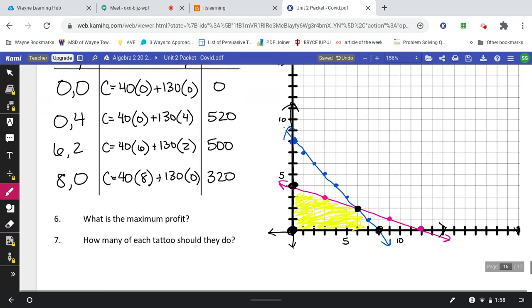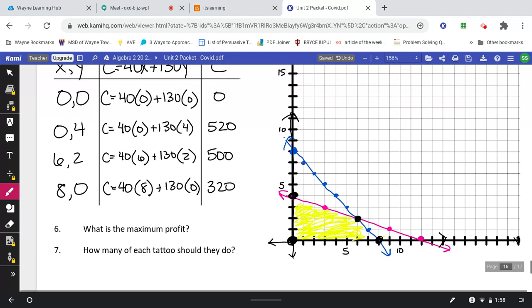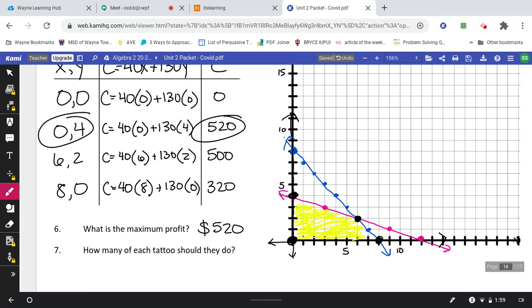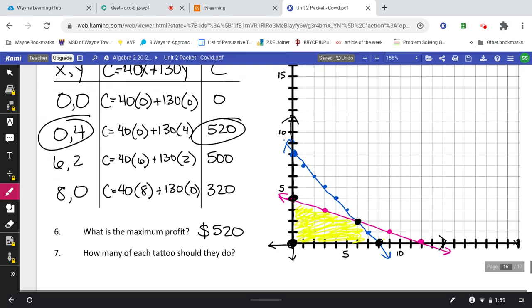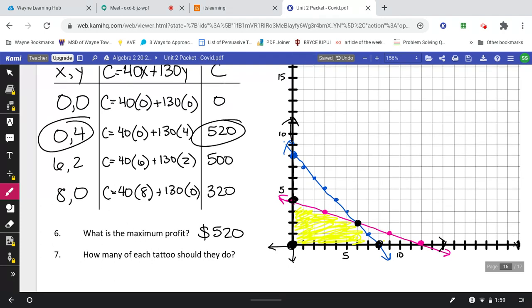All right, so once you fill out the table, question number 6 says, what's the maximum value? So you look on the table on the right here and you find your biggest number. That number would be $520. $520 corresponds to 0, 4, which means I should make 0 of the X, 0 black and white, and 4 color tattoos. That's how you're going to make the most amount of money.